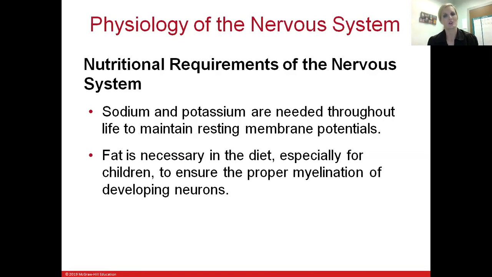Fat is actually necessary in the diet, especially for children who are growing and developing their neurons, especially with the developing of myelin. We talked about myelin as it surrounds the axon, so it helps to insulate those axons. So that's why breast milk and formula have a lot of fat in them, because it helps in the nourishment that those children need.